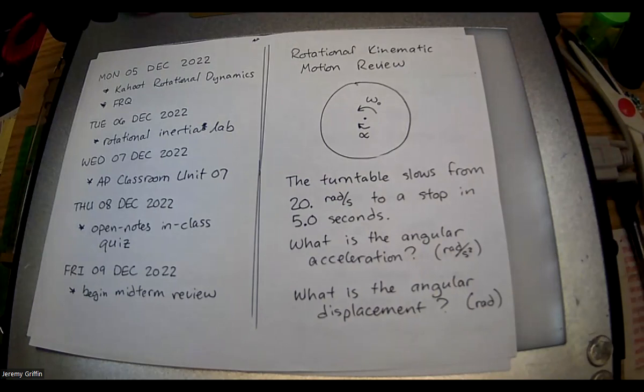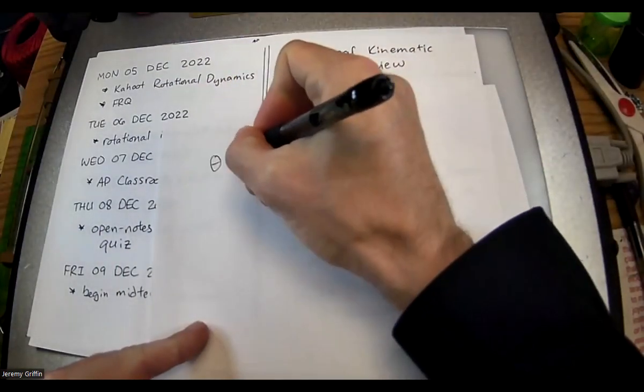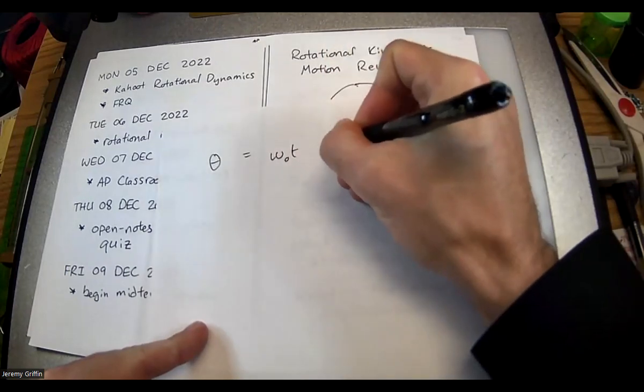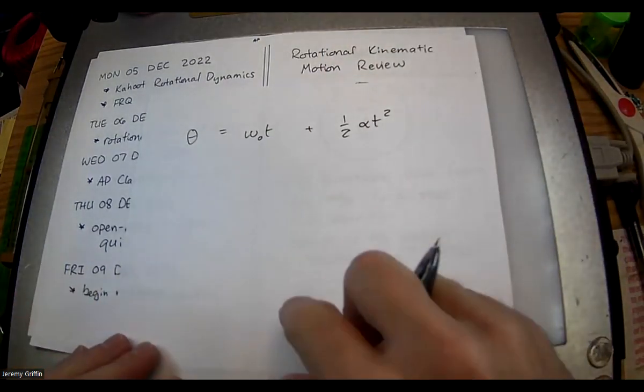How far did it turn, in radians? Yeah, so Scarlett's saying 50 radians, right? For that, you have to use one of those other kinematic formulas. You could have used theta equals omega naught t plus half alpha t squared. That's analogous to x equals v naught t plus half a t squared.